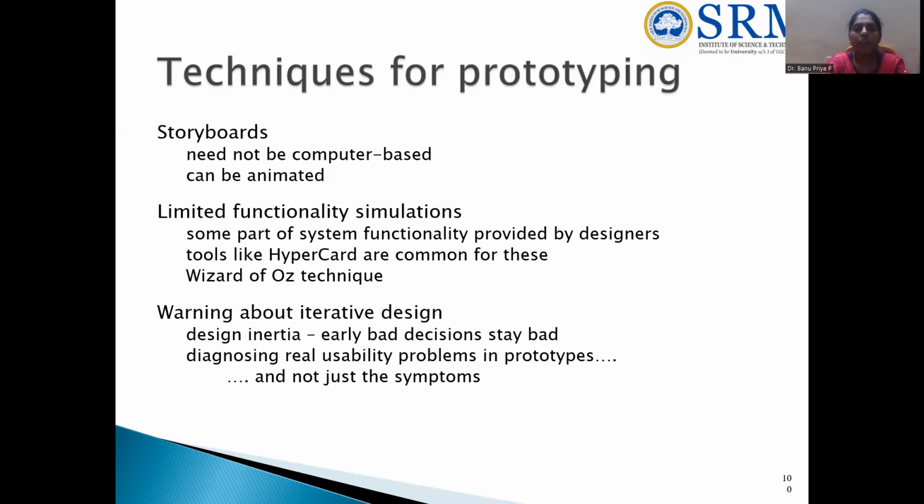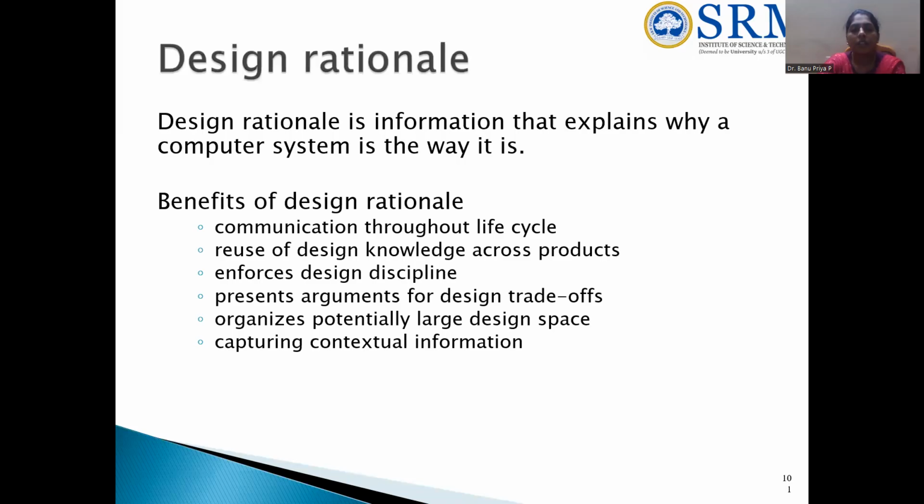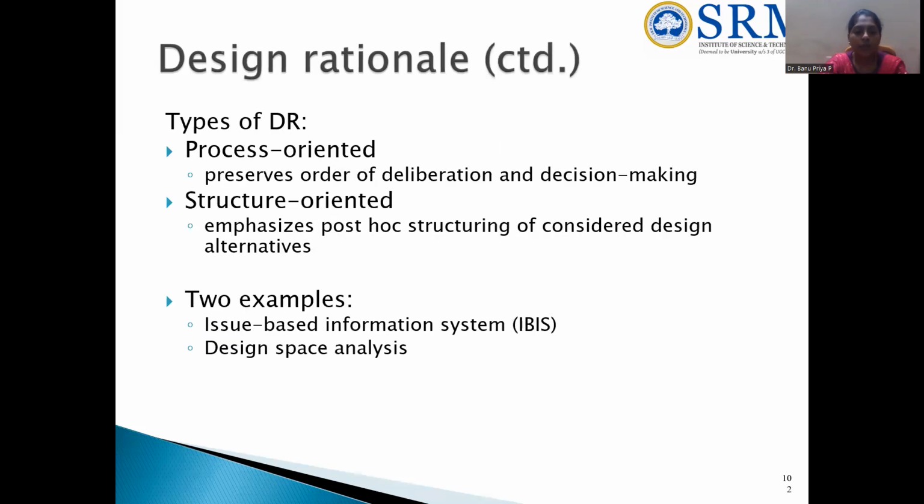The techniques for prototyping, obviously, start from the storyboard and end with the iterative design. What is design rationale? Design rationale is the information that explains why a computer system is the way it is. The benefits of this are communication, reuse of design knowledge, enforcing discipline, and organizing the large design space. You can even capture the contextual information.